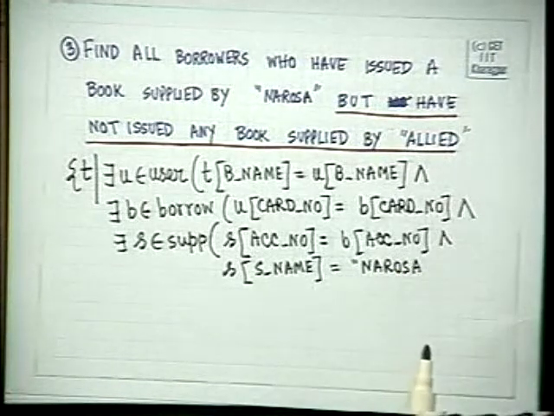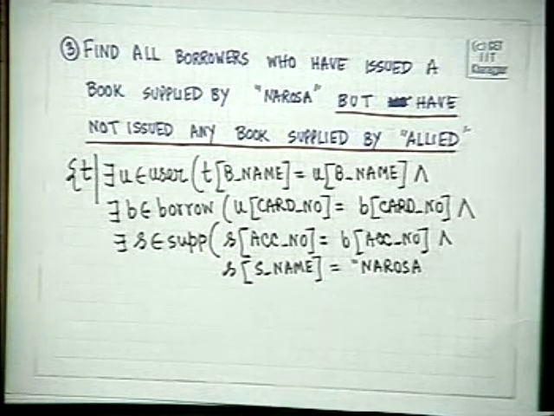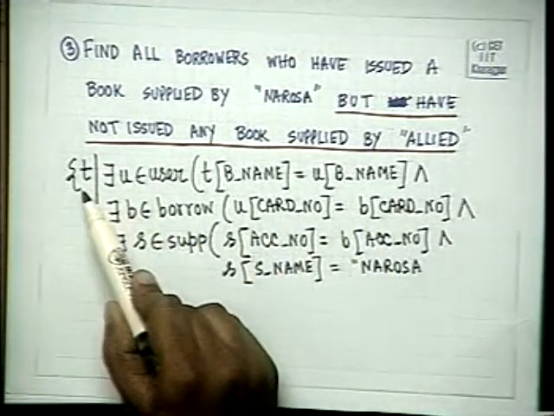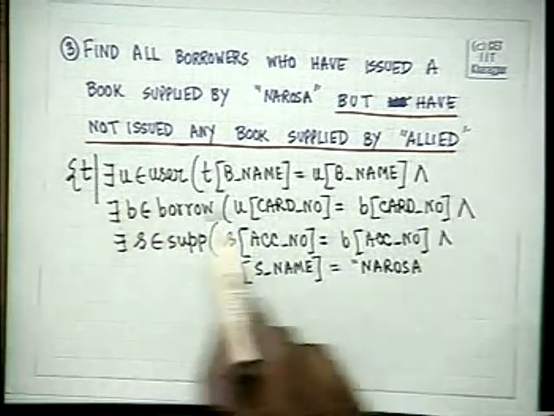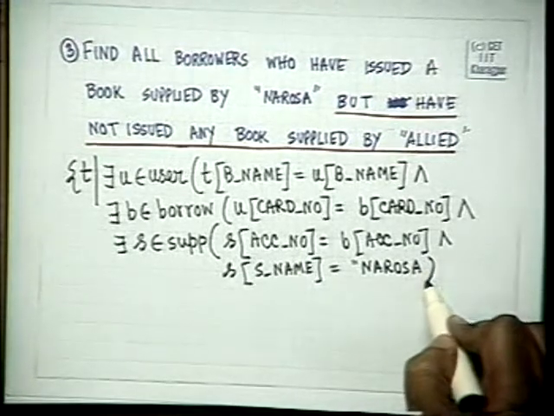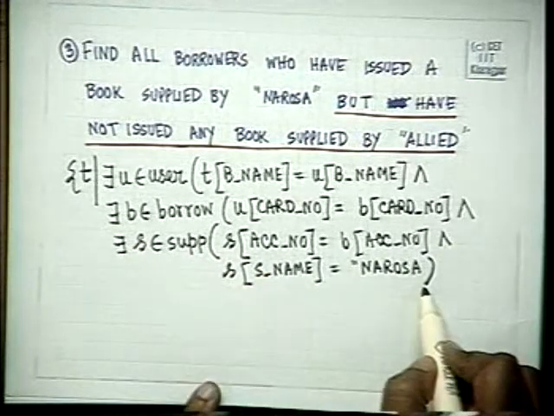This is the first part of the query. This must be true. That is, take any tuple of T, this must be true. So this part ends this statement.